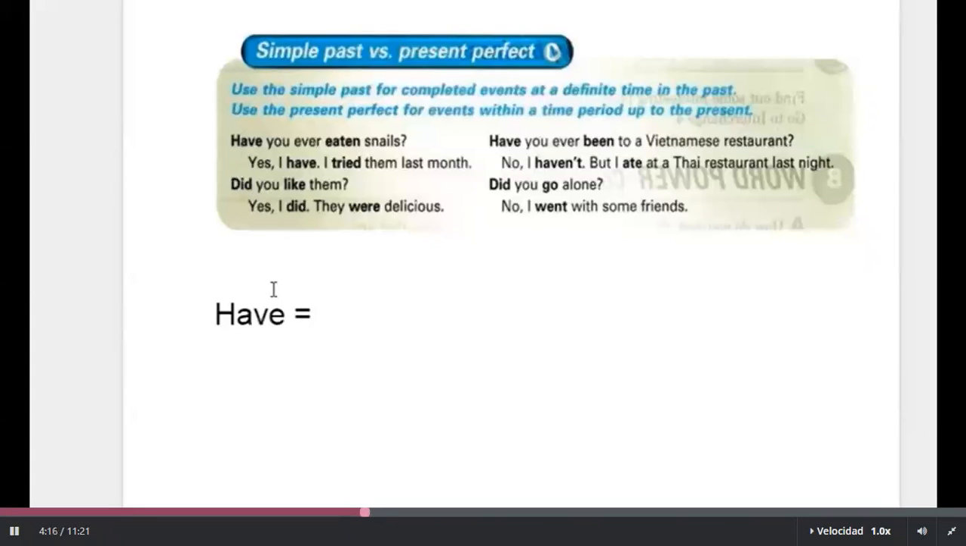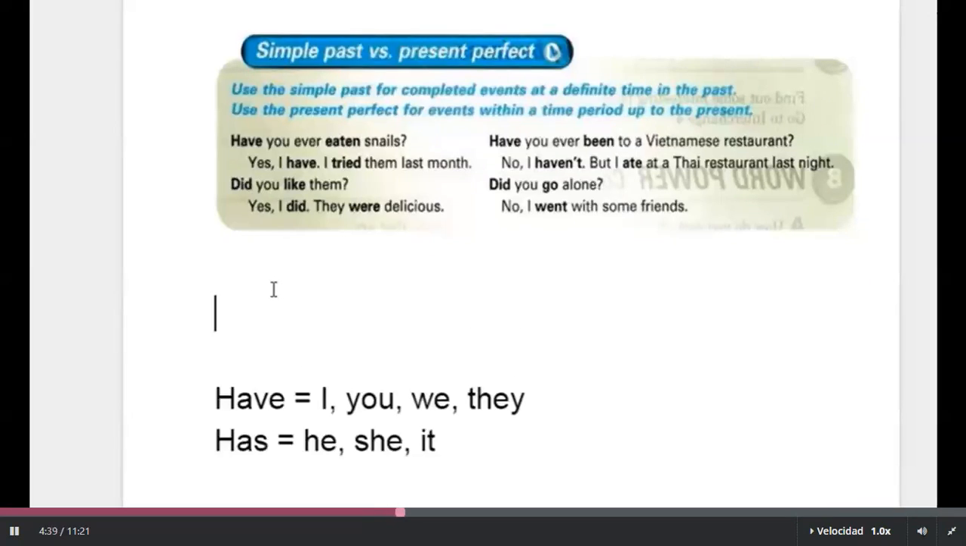Have is an auxiliary verb. We're going to use have whenever I talk about the pronouns I, you, we, and they. And then I will use has whenever I talk about the pronouns he, she, or it, or in other words, third person, right? Having said this, I would like to present the structure on how to form those questions. Let me do that at this time.